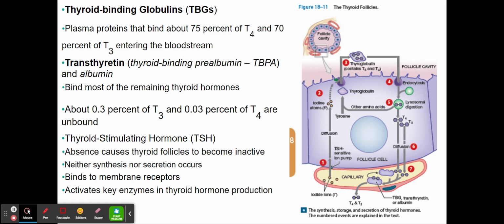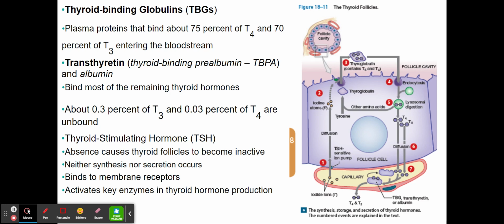Follicle cells remove the thyroglobulin from the follicles by endocytosis. In the fifth step, lysosomal enzymes break down the thyroglobulin, and the amino acids and thyroid hormones enter the cytoplasm. The amino acids are then recycled and used to synthesize more thyroglobulin. In the sixth step, the released molecules of T3 and T4 diffuse across the basement membrane and enter the bloodstream.